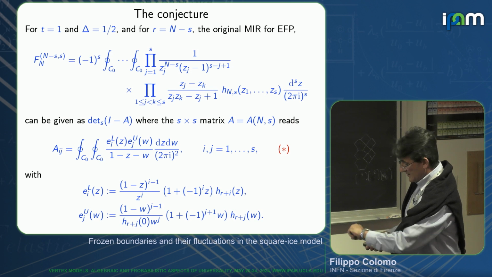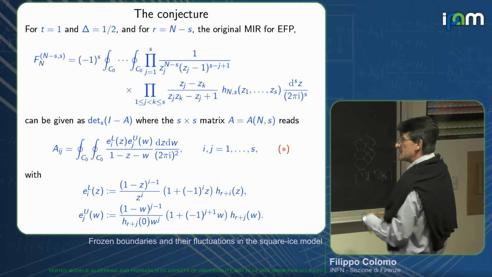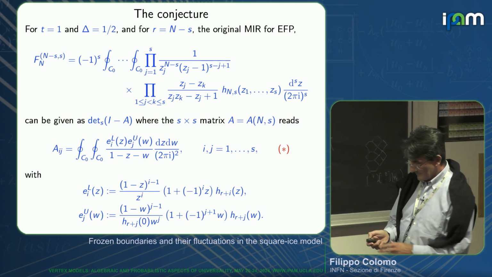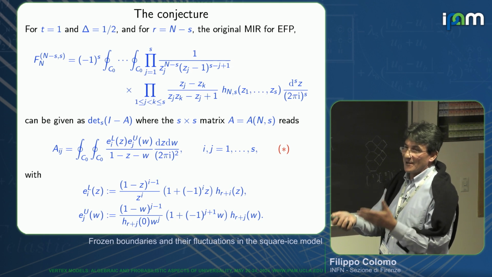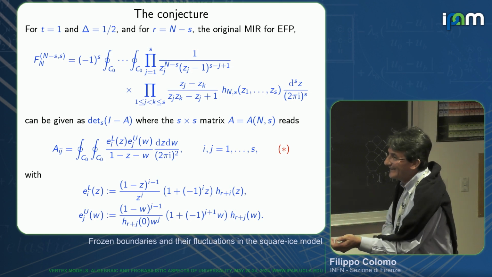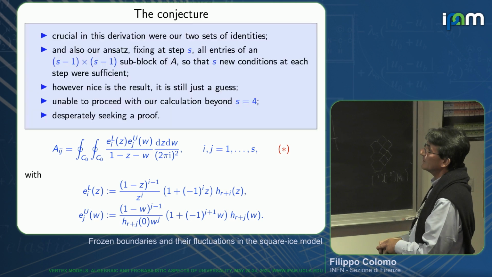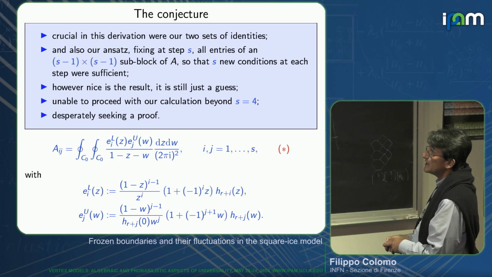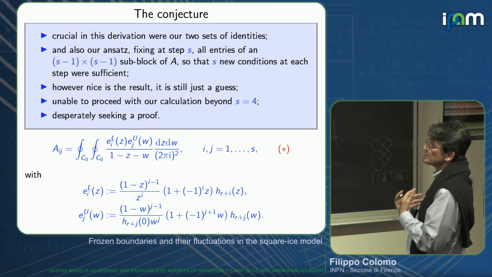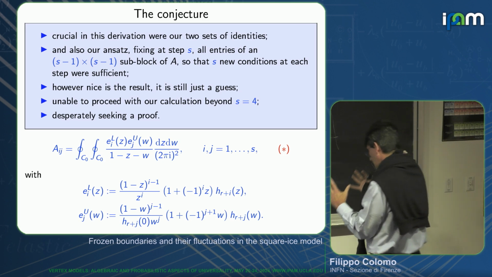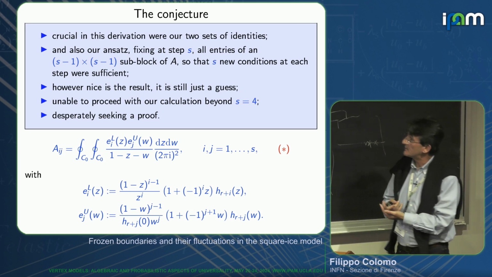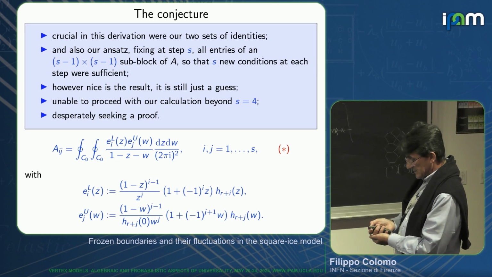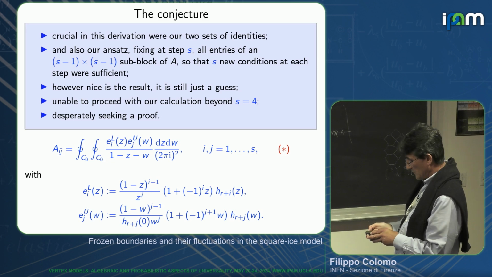So the last 7 minutes of the talk will be devoted to the asymptotic analysis of this quantity, which is straightforward. I mean, I have studied in detail Johansson's paper, and I have done essentially the same. So, just before going on, let me recall that crucial in this derivation were two sets of identities, and also the ansatz which allowed us to build a matrix of size S from a matrix of size S minus 1. And yes, we have tried a lot to prove this result, but we have not been able. So this is an open problem.